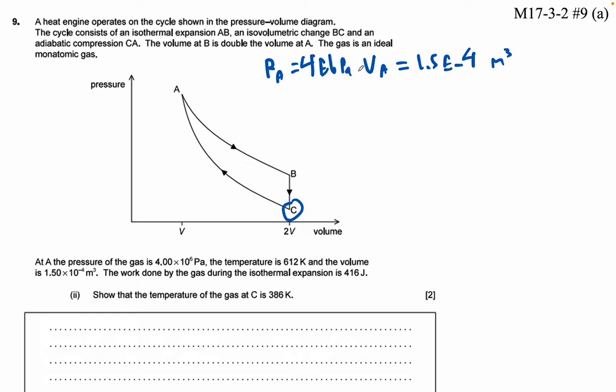That's pascals. We know this is an adiabatic process, and we also know that the volume at C is twice the volume at A, even though the graph doesn't make it look like that. So the volume at C is 3E minus 4, because it's twice 1.5E minus 4. So our strategy is going to be this.